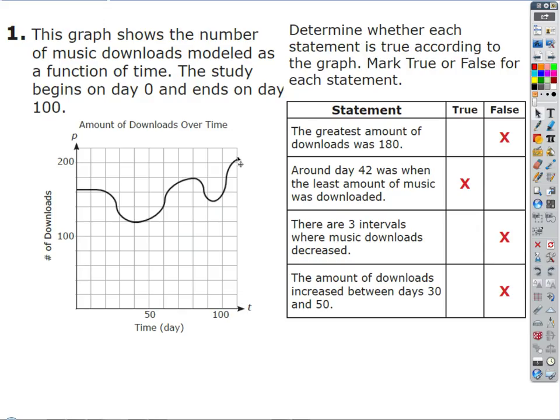Yeah, the line goes higher than 180, doesn't it? Right? So that one's false. Around day 42 was when the least amount of music was downloaded. That seems about right, doesn't it? There's 40, so right about there's the minimum.